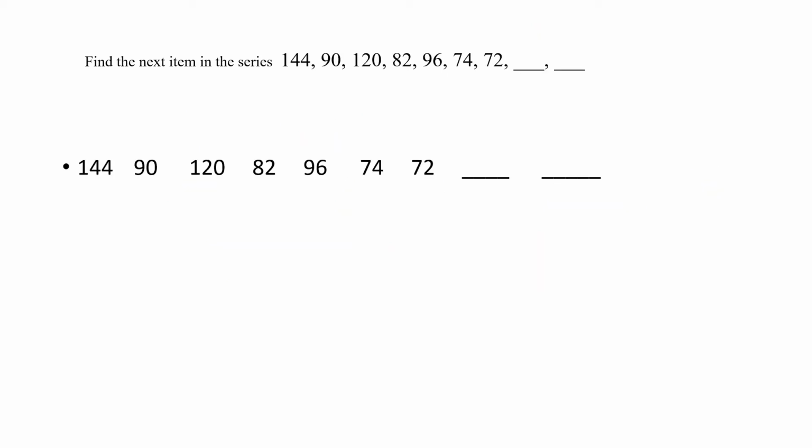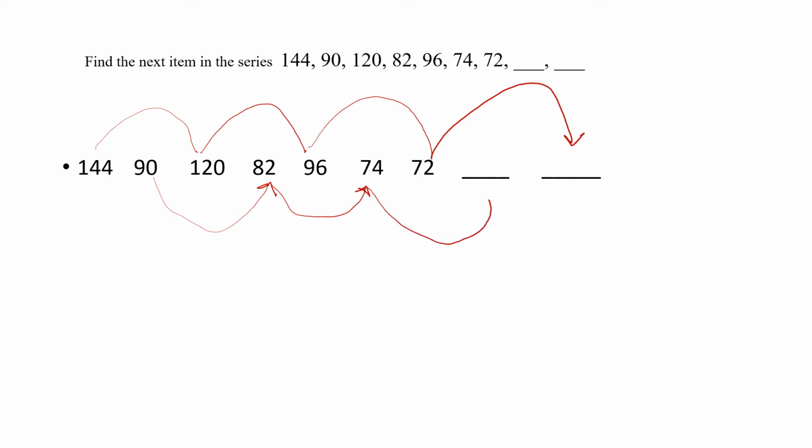For our next term, we just need to relax. We go from 144 to 90 to 120 to 82 to 96, 74 to 72. If you don't recognize that there seems to be a skipping pattern in here: from 144 we go to 120, then to 96, and then 72, and then this. The second skipping will be from 90, we go down to 82, from 82 to 74, and then that missing value.